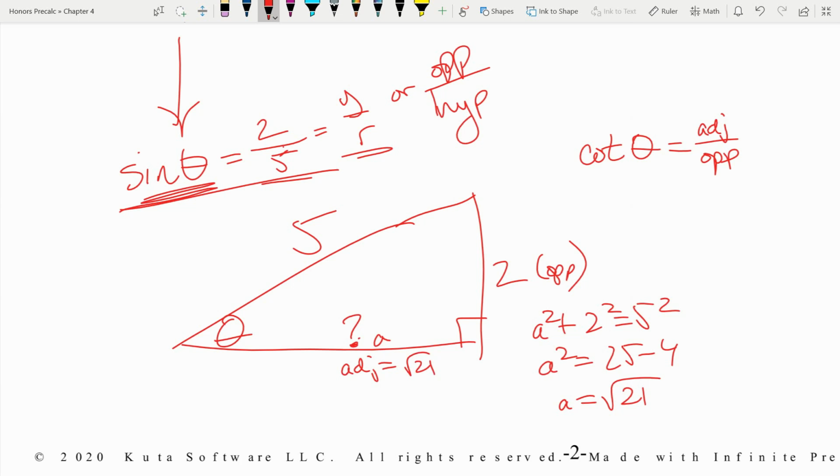So when we finish this up here, I'll leave it on there so you can see it later. This will be adjacent, which is square root of 21, over opposite, which is 2. And that's your answer.